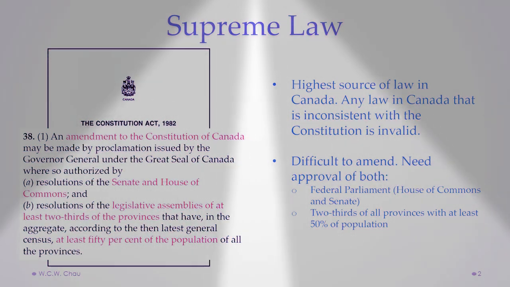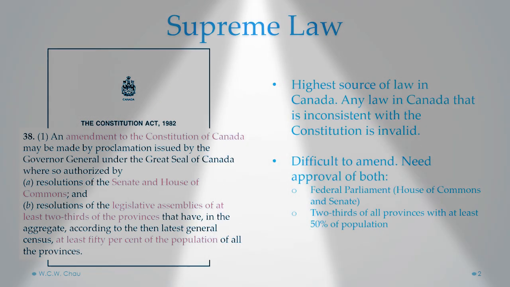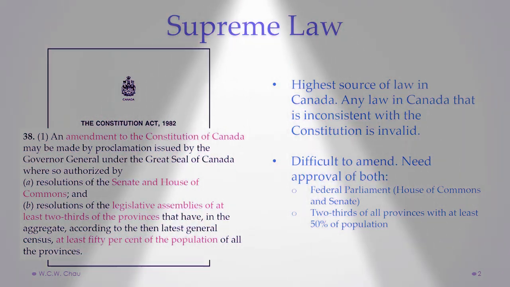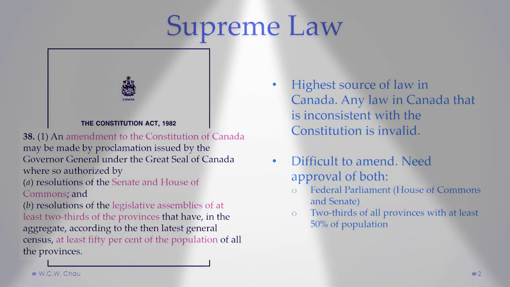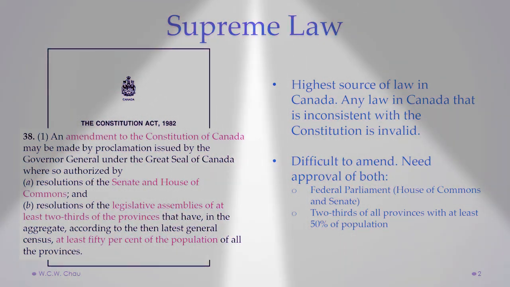What it requires is the approval of, number one, the federal parliament, which would include both the House of Commons and the Senate. And we also need the approval of at least 2/3 of all the provinces. And those provinces have to represent at least 50% or half of the population. It's that second requirement of getting the 2/3 and 50% population which is usually very difficult to achieve.